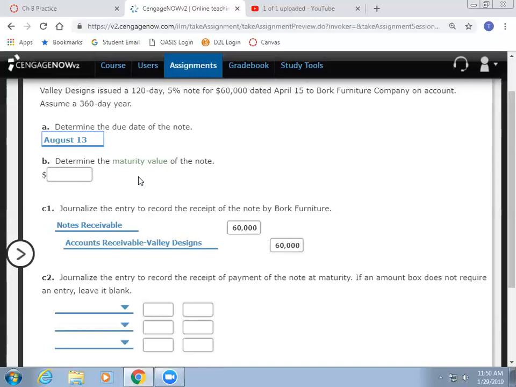So the total maturity value is the $60,000 plus the $1,000. The maturity value of the note is how much they owe when the note matures or comes due. Maturity date is the due date. So to figure out the maturity value, we have to calculate the interest and then add it to the original face value of the note. So $60,000 they owe us for the note itself, plus the $1,000 in interest.